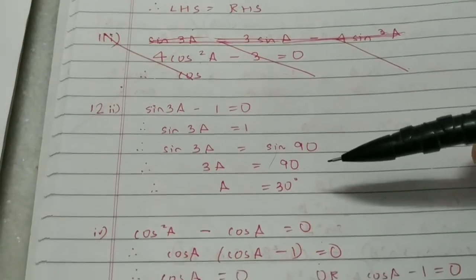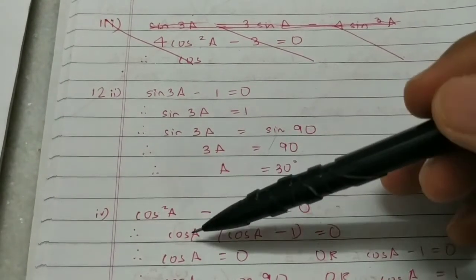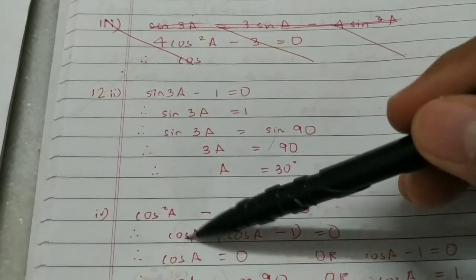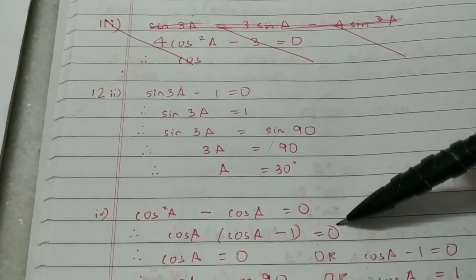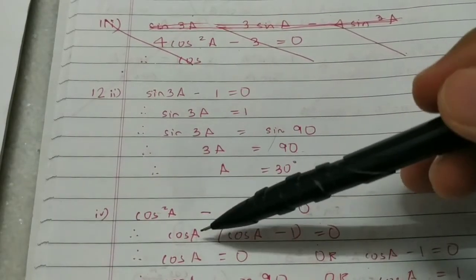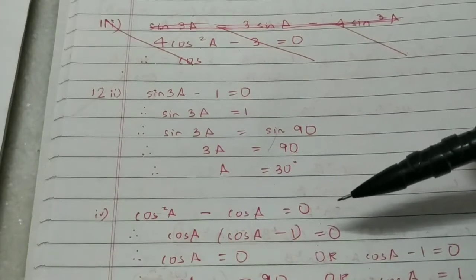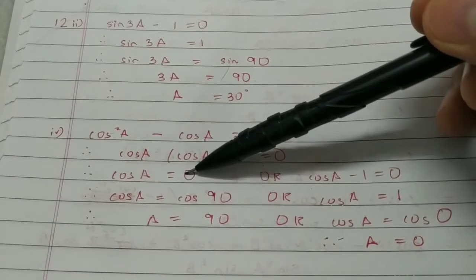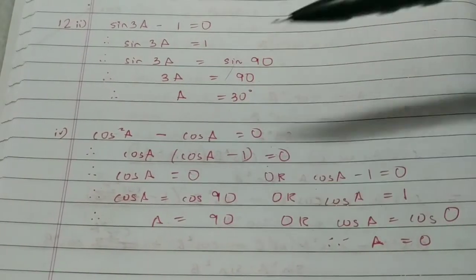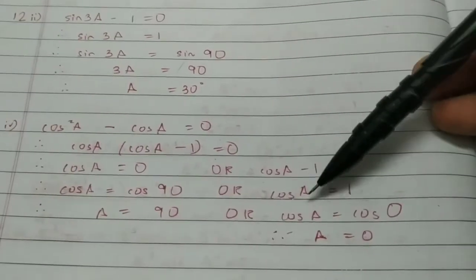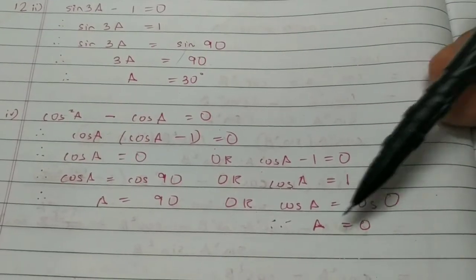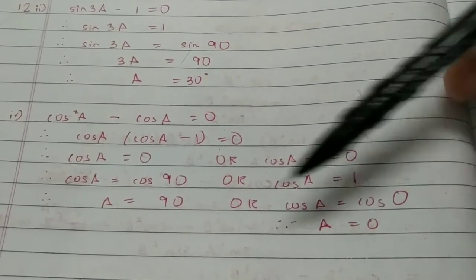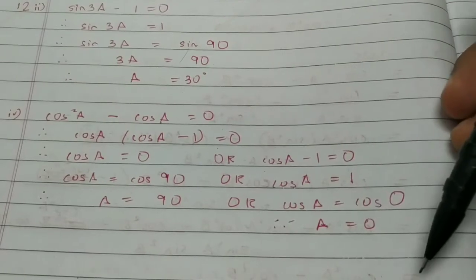Roman number 4. Here take out cos A common. So either cos A is 0 or this bracket is 0. One of them has to be 0, only then their product will be 0. So we'll get 2 answers, I guess. If cos A is 0, that means A has to be 90 by comparing. And if cos A is 1, then A has to be 0. By comparing. So 2 answers, 90 degrees and 0 degrees.